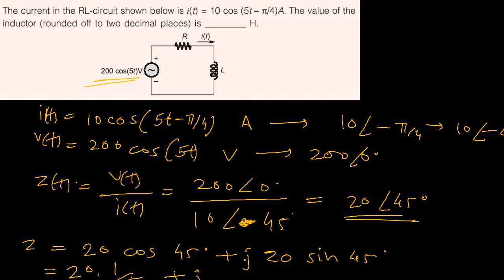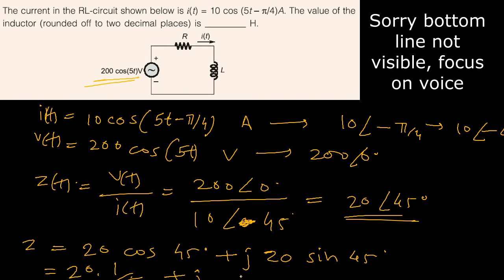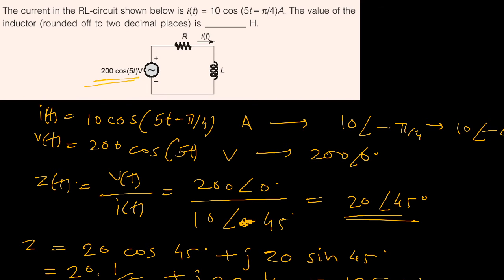plus j, you can place i or j, 20 upon root 2. So 20 means 10 into 2, and 2 is root 2 into root 2, so root 2 cancels. So I am placing here 10 root 2 plus j 10 root 2. Here you can tell that this is the resistive part, this is the inductive part. So this is nothing but the real part and the imaginary part.